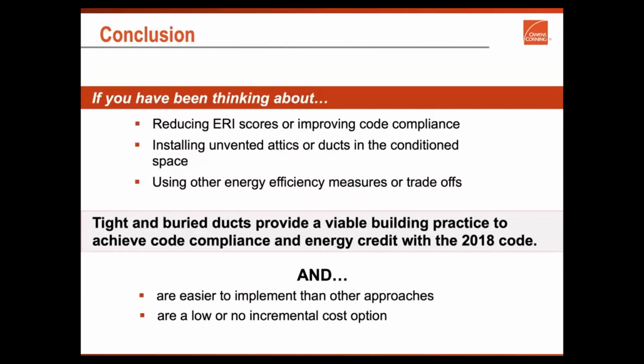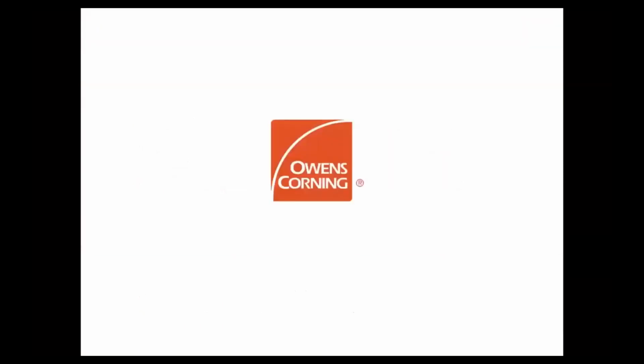So in conclusion, we get to reduce the ERI score, improve code compliance, install an unvented attic or get ducts in conditioned space, using energy efficient measures for trade-offs. And the other thing is, we want to build it tight, build it right, both the duct and the home, and keep costs down. But that's it for me.